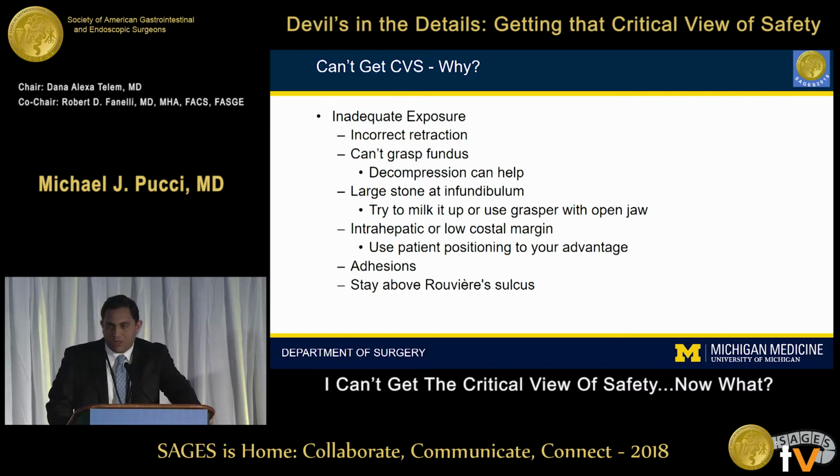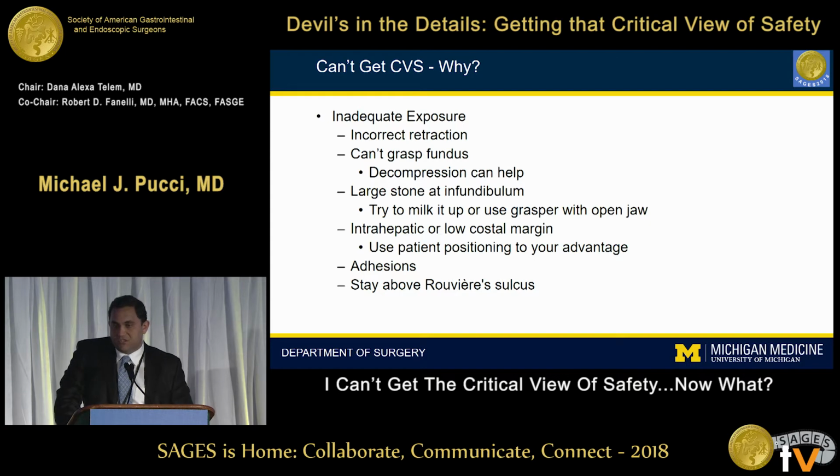You can't grasp it well, so decompressing with a lap needle is sometimes helpful. If you have a large stone at the infundibulum, sometimes it's difficult to grasp as well, so you can try to milk it away or just use a blunt tip grasper with an open jaw to brace it to give you that retraction. Sometimes the gallbladder is really intrahepatic or the patient has a low costal margin, which again makes things difficult, but try to use patient positioning to your advantage.